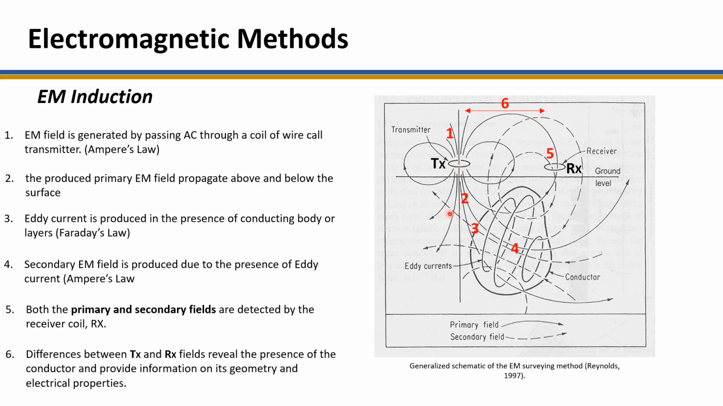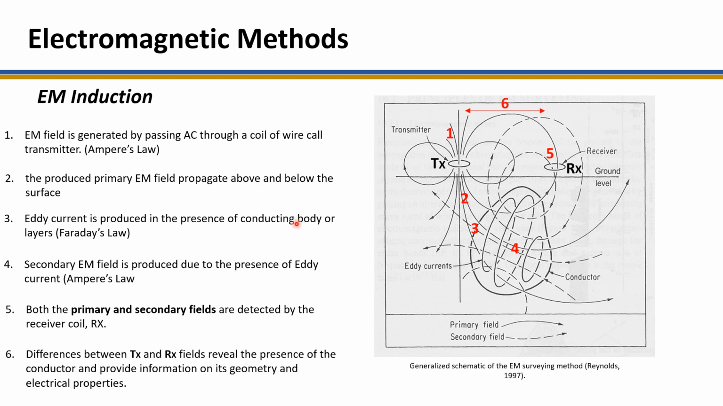The diagram on the right shows the schematic of the EM surveying method, and how the EM field is applied for geophysical explorations. First, the EM field can be generated by passing an alternating current through either a small coil comprising many turns of wire or a large loop of wire.